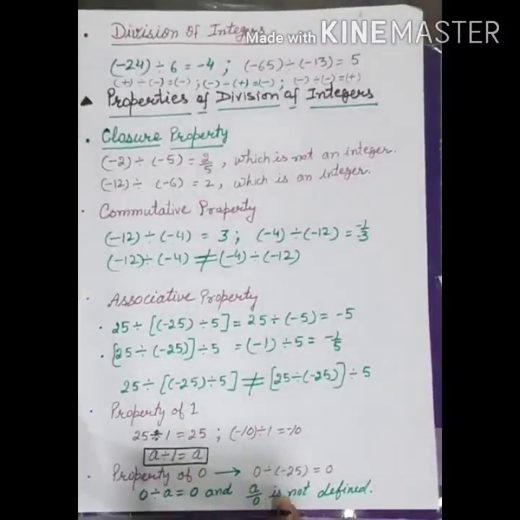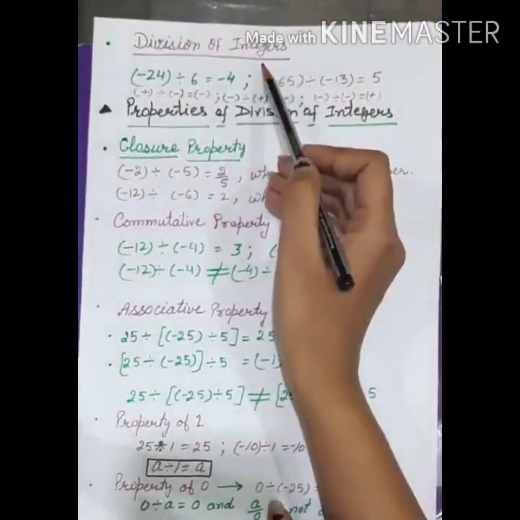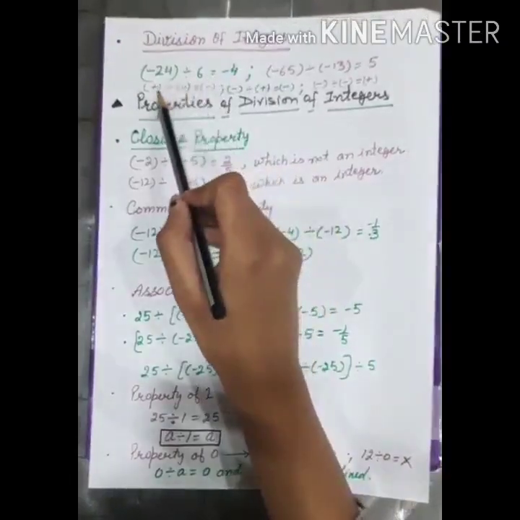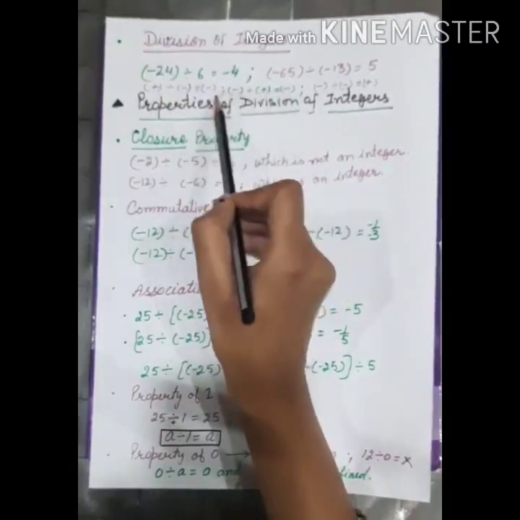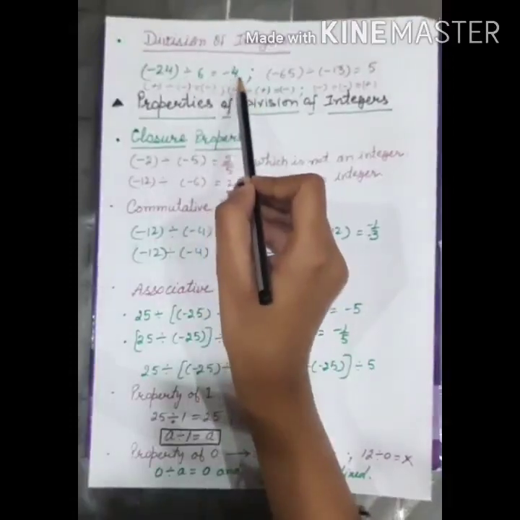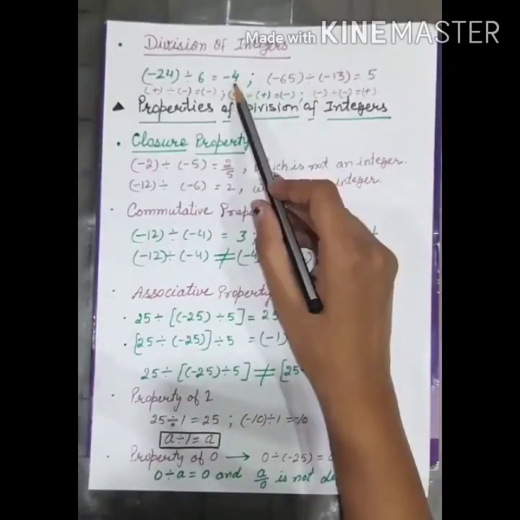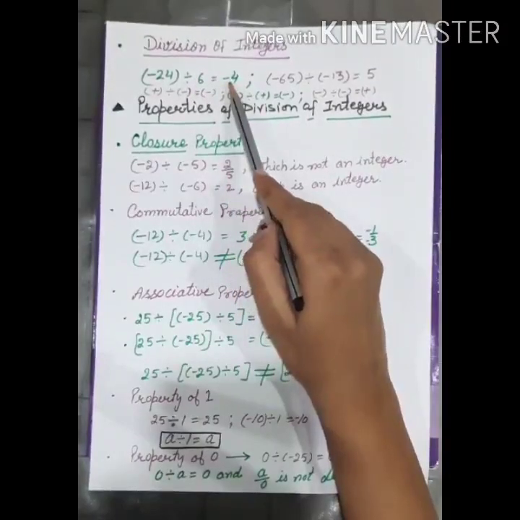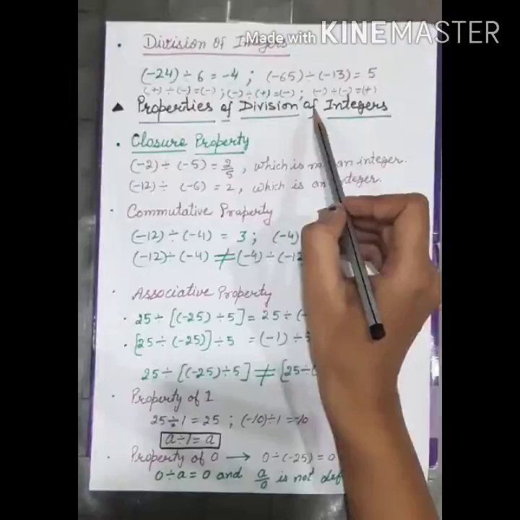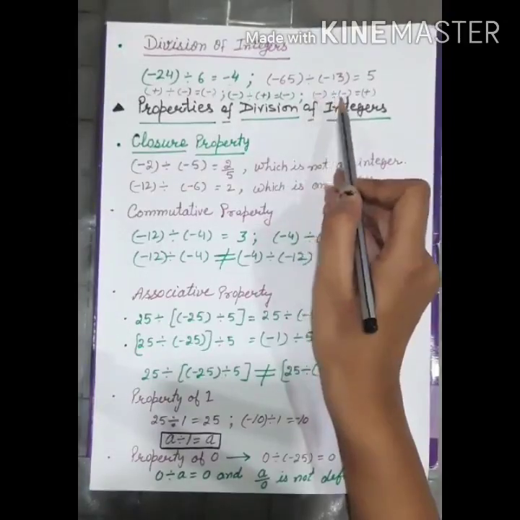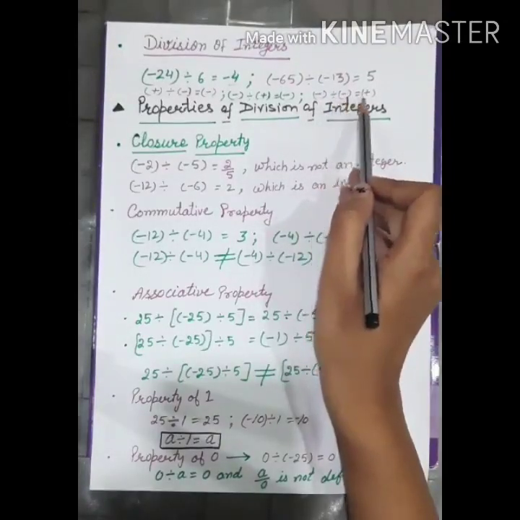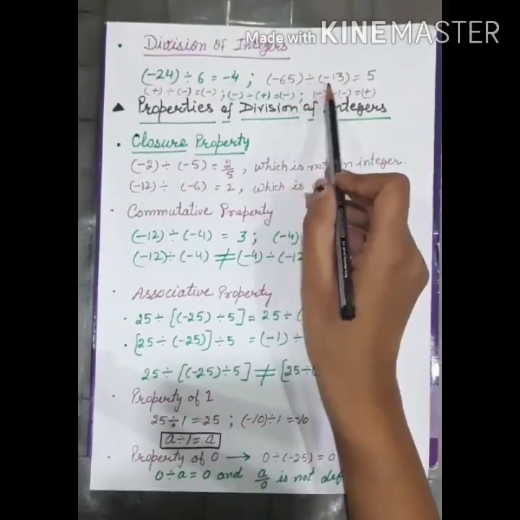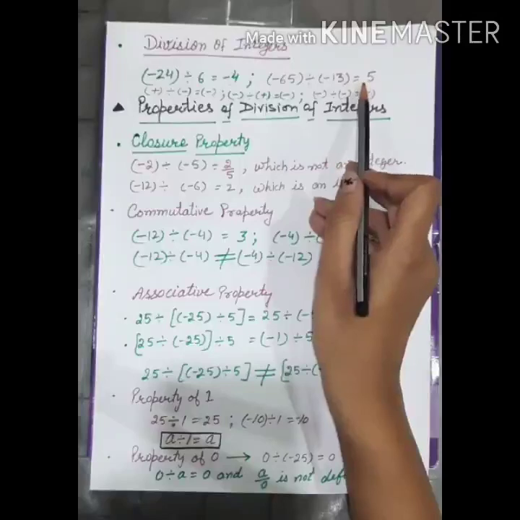Next is division of integers. When we divide two integers that have opposite signs, the quotient is a negative integer. Minus 24 divided by 6 is equal to minus 4. When we divide two integers that have the same sign, the quotient is a positive integer. Minus 65 divided by minus 13 is equal to 5.